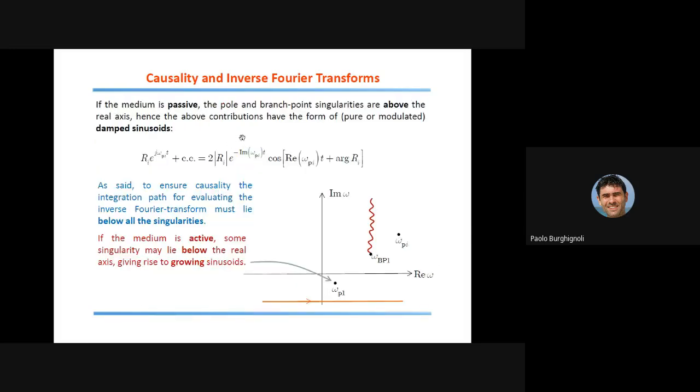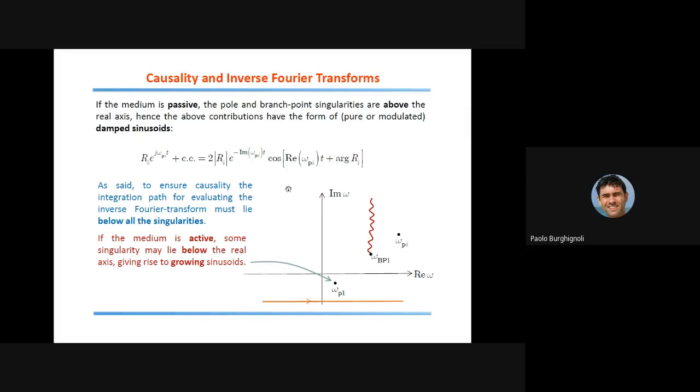Note that if the medium is passive, all the singularities must lie above the real axis, and otherwise you would get an exponentially increasing function of time, which is not permissible in a passive medium. So the imaginary part of all those poles and branch points must be strictly positive. And as we already saw, causality then requires that your function is holomorphic, in fact, in the lower half plane.